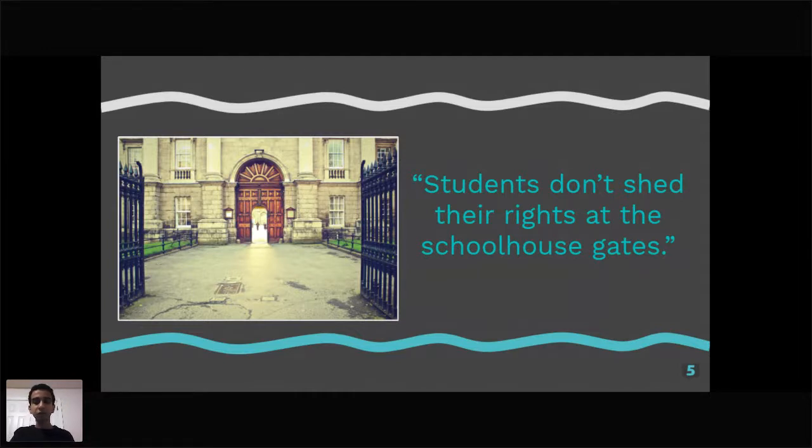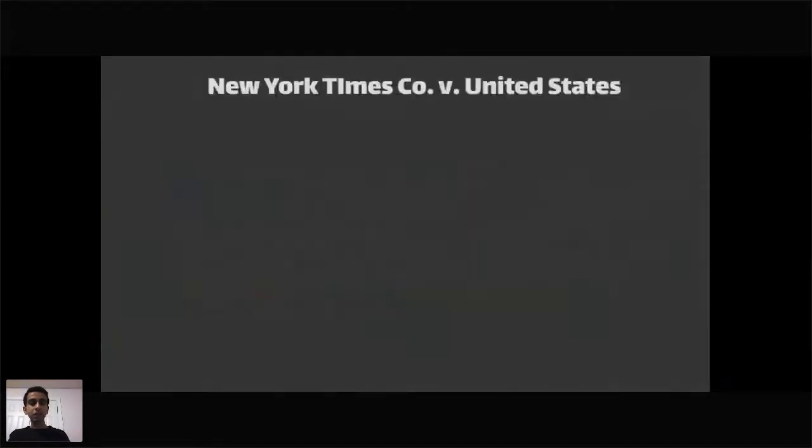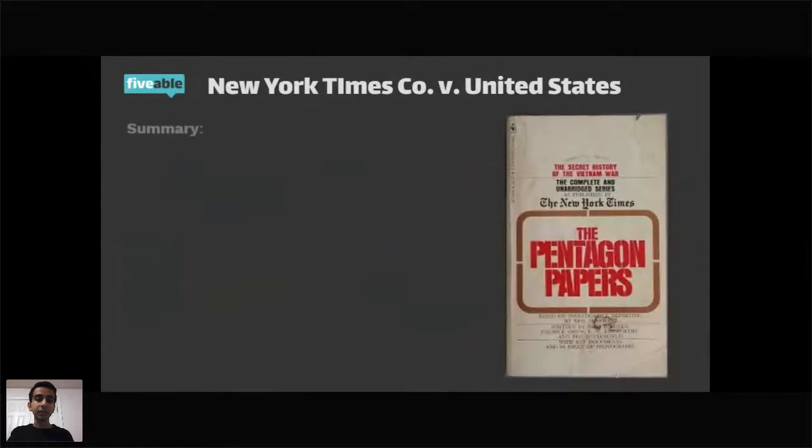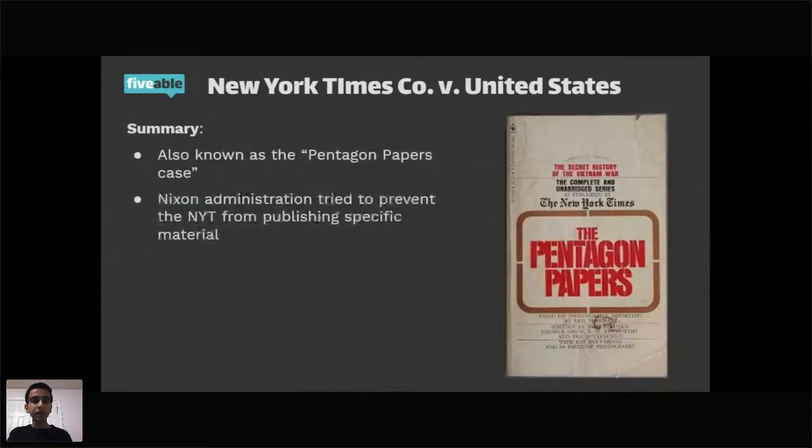All right, so we're going to move into New York Times Company versus the United States. This case had to do with the Pentagon Papers, so it's known as the Pentagon Papers case. Basically what happened is that the Nixon administration tried to prevent the New York Times from publishing specific material.